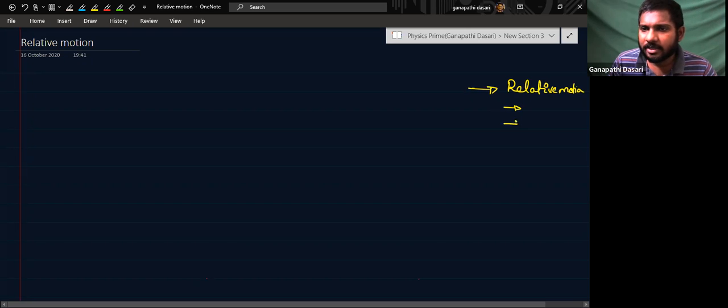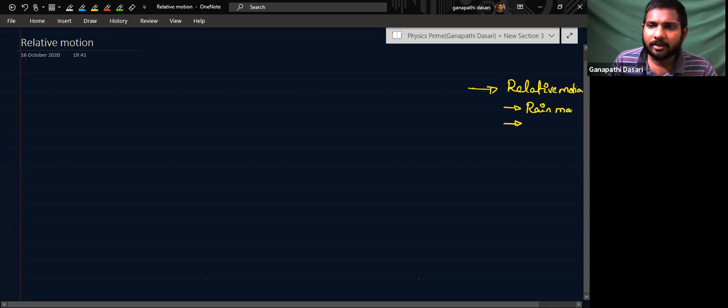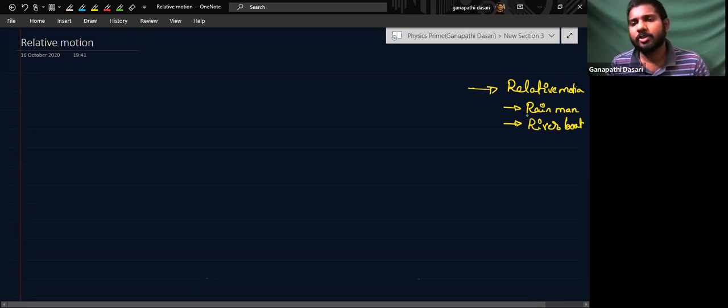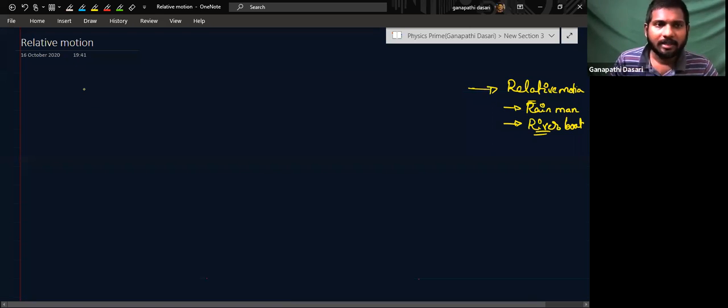and then some subtopics. Few of them are Riemann problems, general relative motion problems, then rain-umbrella kind of problems. Then we'll see river-boat problems. These are some of the relative motion concepts on which questions are asked a number of times in the previous examinations.